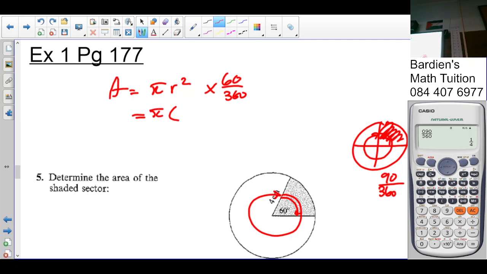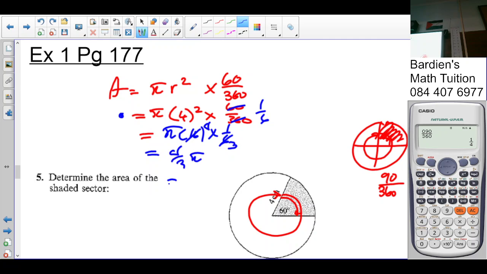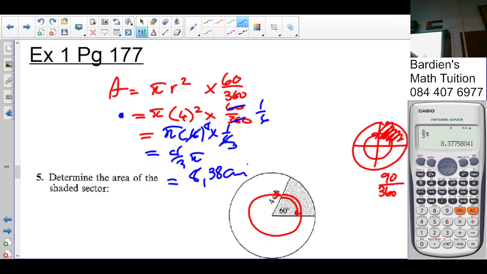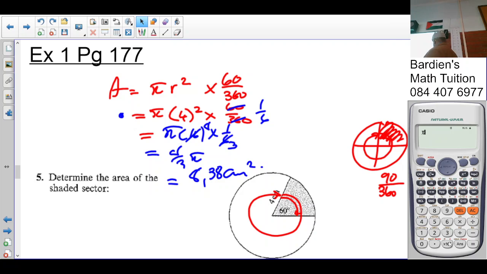So that's going to be pi. What's my radius? 4 squared times 60 over 360. Put that in the calculator. And again, you can put this in the calculator. That is 1 over 6. So it's going to be pi times 16 times 1 over 6. So that is 8 over 3 pi, which is 8.38 centimeters squared. Otherwise, you could have said pi times 4 squared times 60 over 360, which also gives you 8 over 3 pi, which is 8.38. Make sense, people? Yes. Alright.